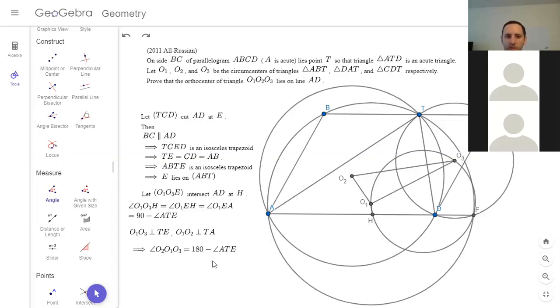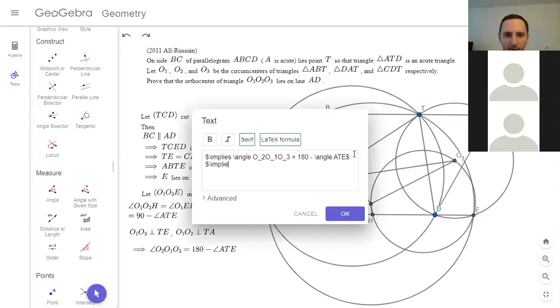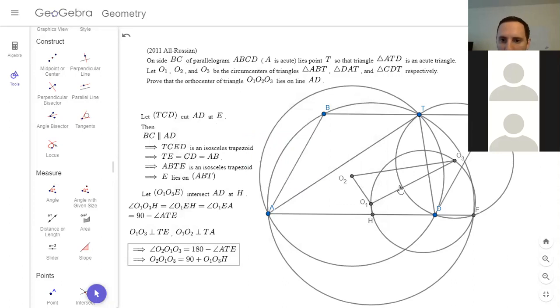And then, okay, so if we combine this with this, we get O1. Okay, so O1O3H is, or okay, I'll just write it like this. So that means O2O1O3 is 90 plus O1O3H. And then is it obvious from there? Is that right?